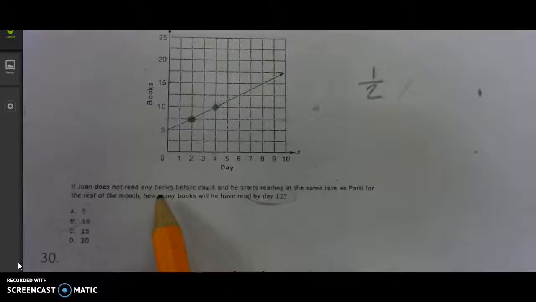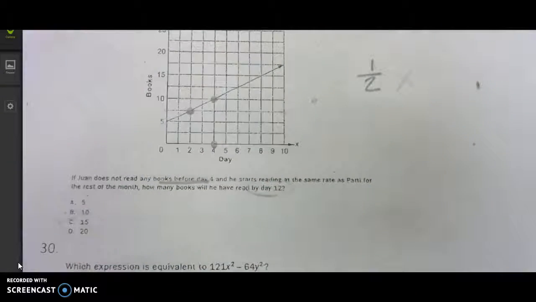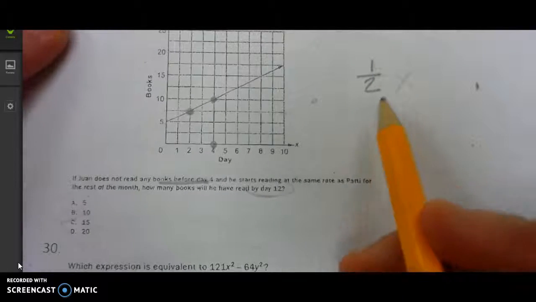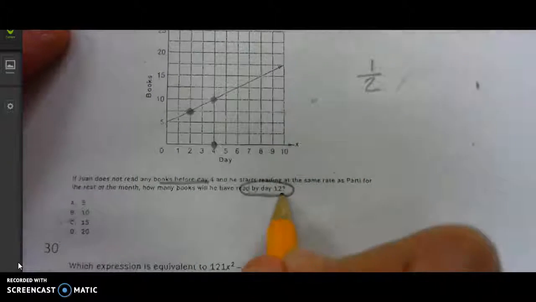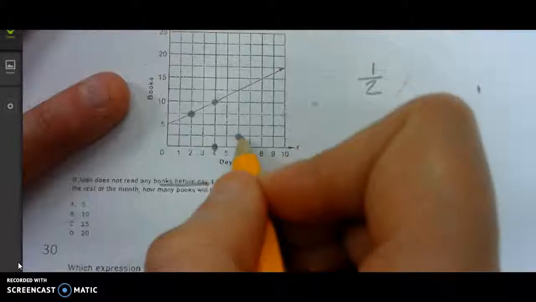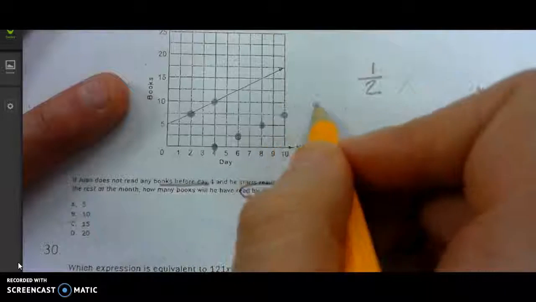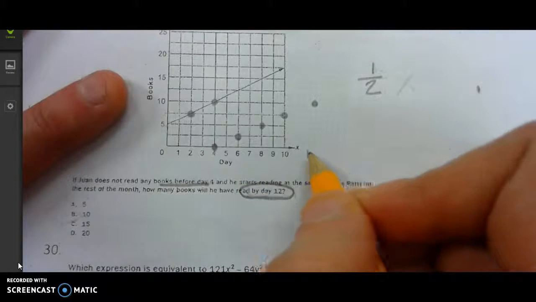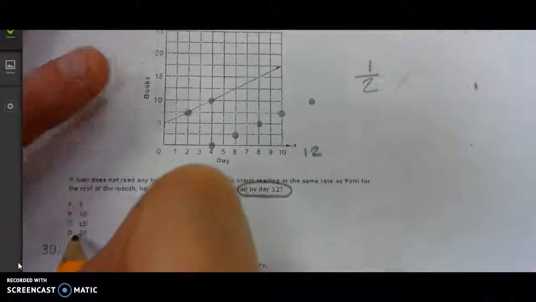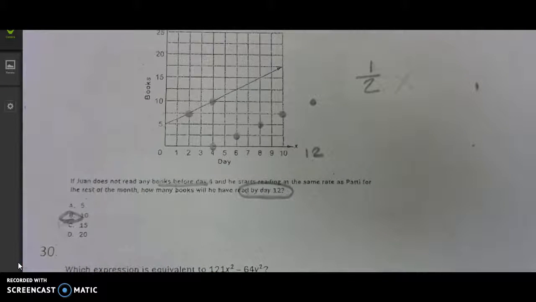If Juan does not read any books before day 4, that means that he's starting at 0 on day 4. And he starts reading at the same rate as Patty, which we know is up 1 over 2. How many books will he read by day 12? So we're going to go ahead and just count on the graph. Up 1 over 2, up 1 over 2, up 1 over 2. Ran out of graph, but I can still go up 1 over 2, because I know that 12 is going to be the next place I stop, because I can count by 2s. And that's going to be at 10. So he reads 10 books in the month.